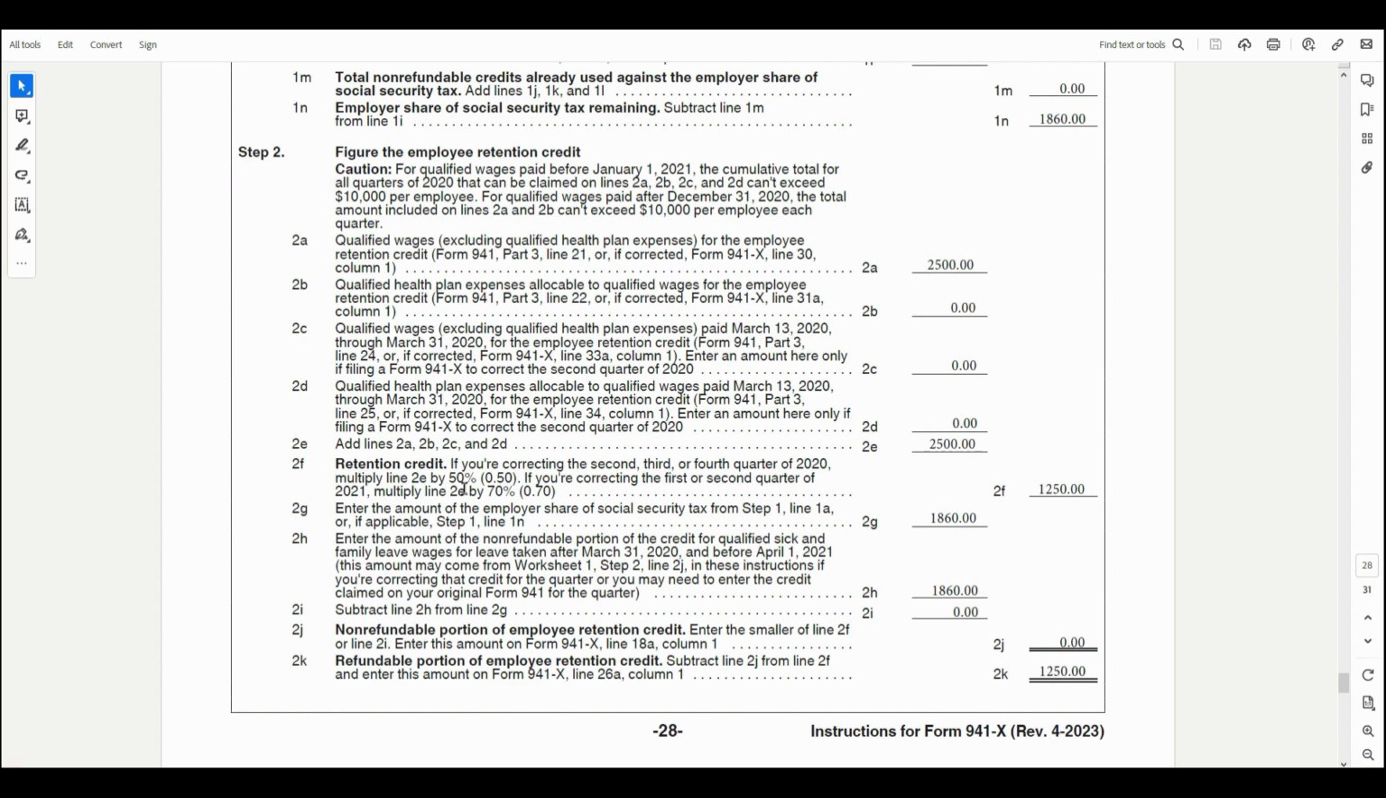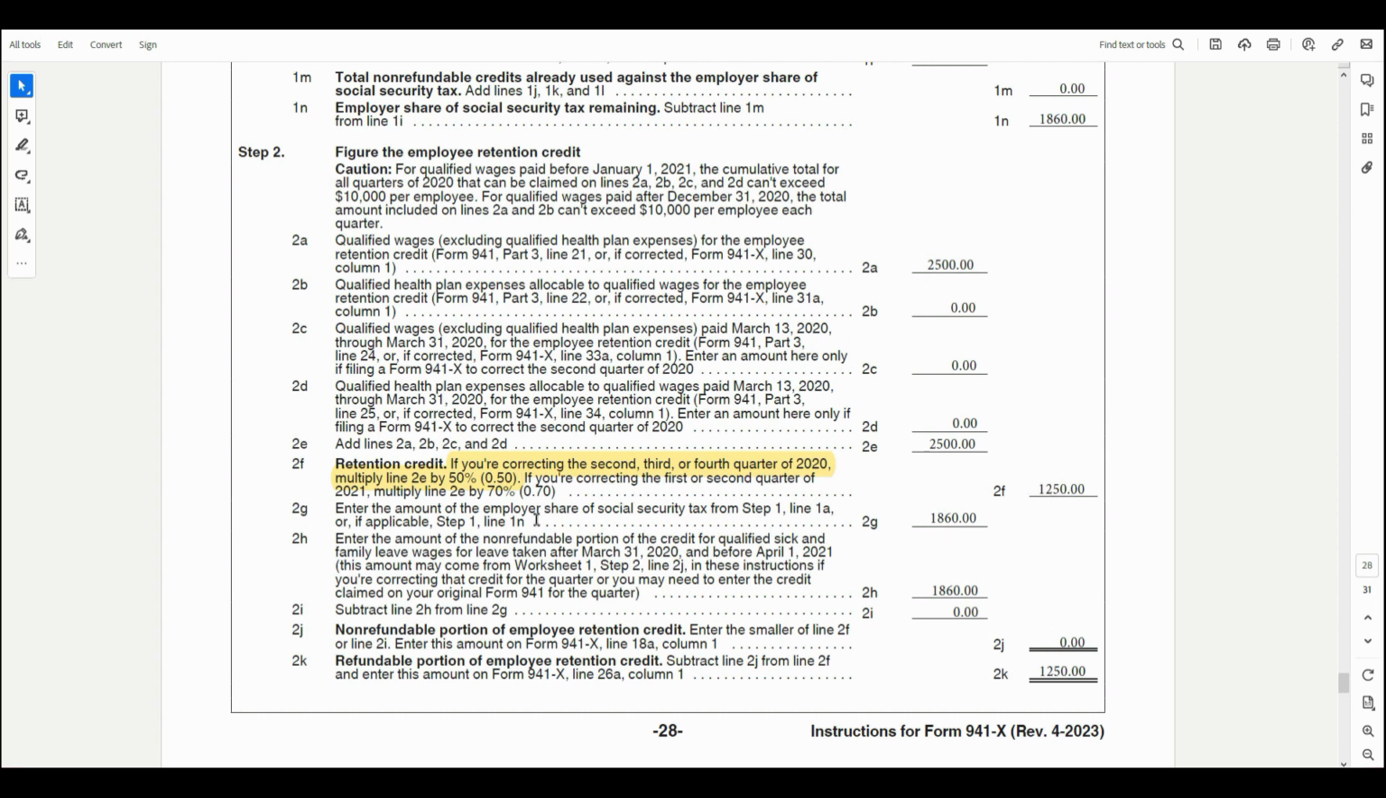Okay, the retention credit: if you're correcting the second, third, and fourth quarter of 2020, multiply line 2E by 50%. So if the items in the IRS notices were too complicated, you have a very simple instruction here. For 2020, you want to do 50%. But if you're correcting for the first or second quarter of 2021, you want to multiply line 2E by 70%. So we're going to get half of this amount as a credit, so that's 1250.